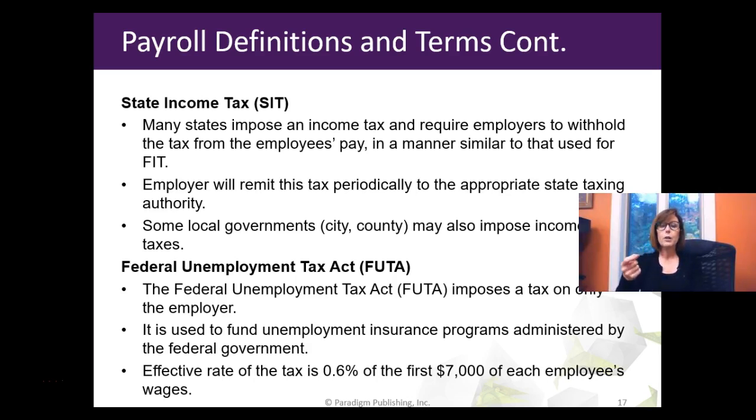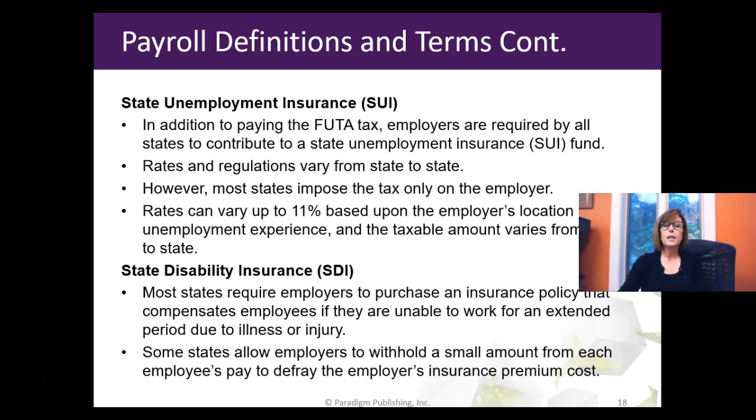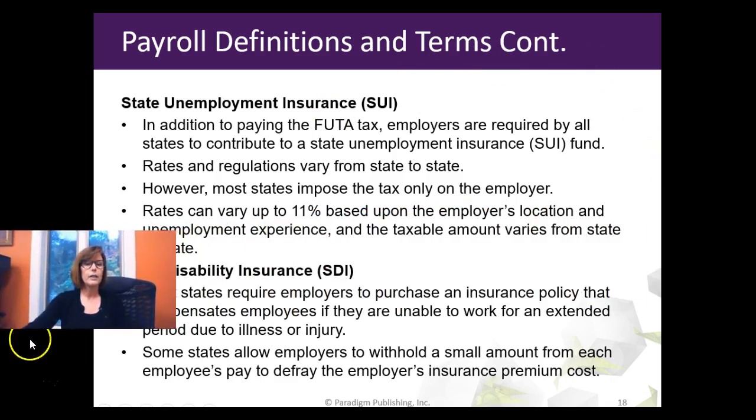There is federal unemployment, and that is 0.6% of the first 7,000 of each employee's wages. Then you have state unemployment, and the rates for that will vary, and you will get a notice. In fact, this is what a notice looks like that is produced annually by the Vermont Department of Labor, for example, and this tells each employer what their percentage of state unemployment for that particular year is.